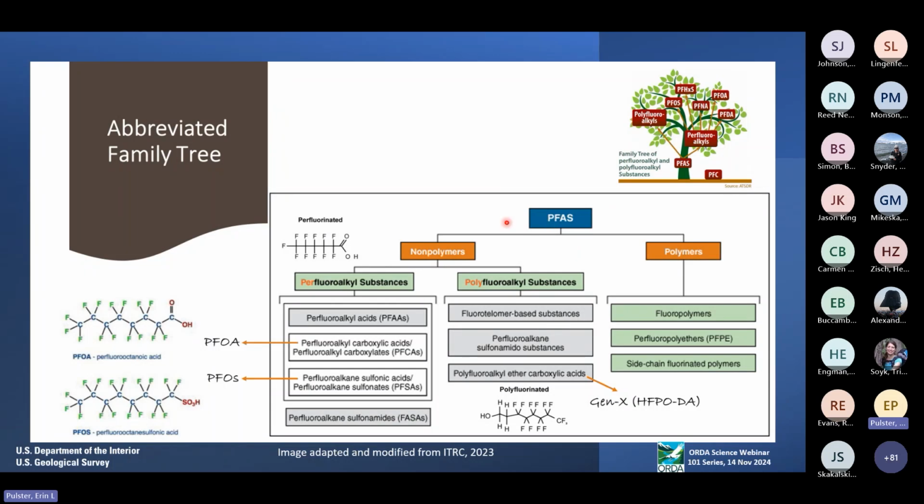And this is just an abbreviated family tree that separates the 2 main classes of PFAS, which is the non-polymers and the polymers. Image of the PFAS family tree, adapted from ITRC 2023. Most of us are looking at PFAS in the non-polymer section, or analyzing for targeted PFAS. And those are the most common ones, again, the carboxylic acids, the PFCAs, and the sulfonic acids, PFSAs, which are your common PFOA and your PFOS. Then GenX, that's another pretty common one that people are looking for. This is one of the short chain, 6 carbon length alternative compounds.